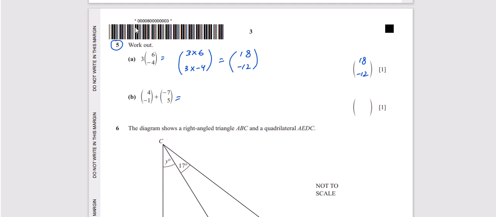Now these two vectors are added. Like this, 4 plus minus 7, and minus 1 plus 5. 4 minus 7 is equal to minus 3. Minus 1 plus 5 is equal to plus 4. So the final answer is minus 3 and 4.